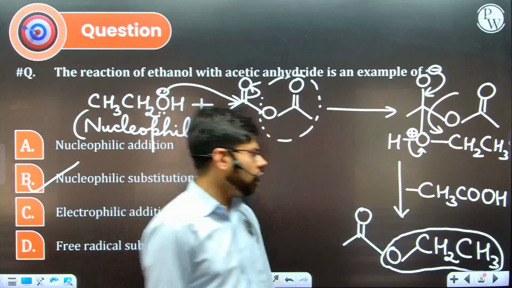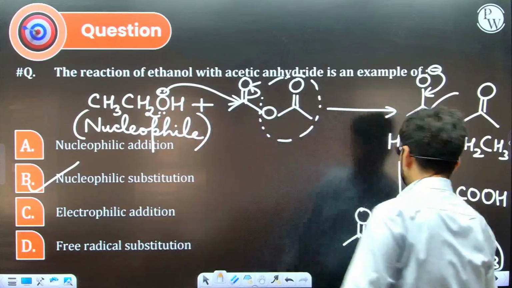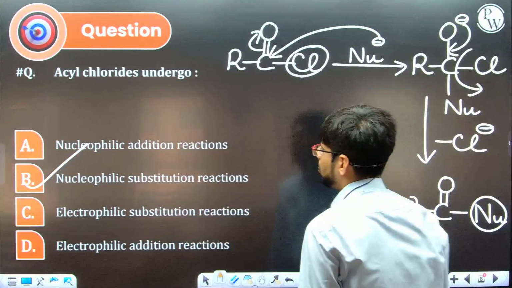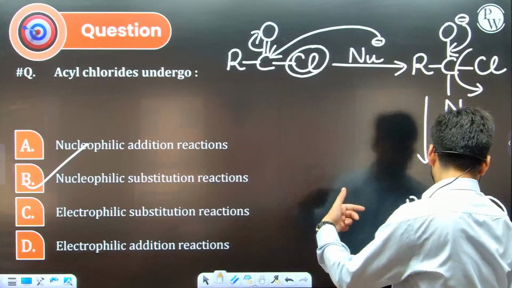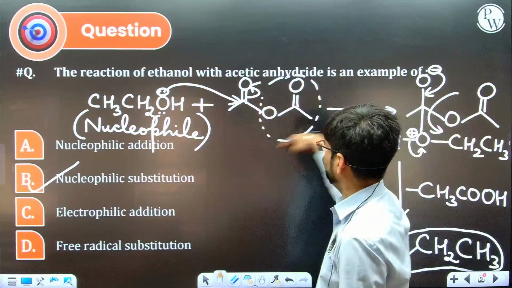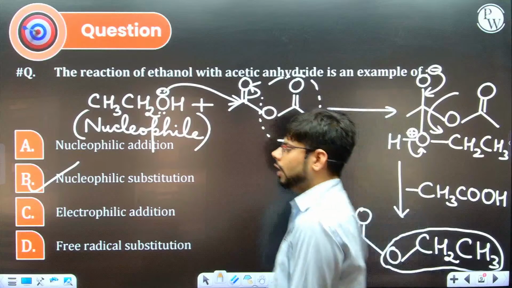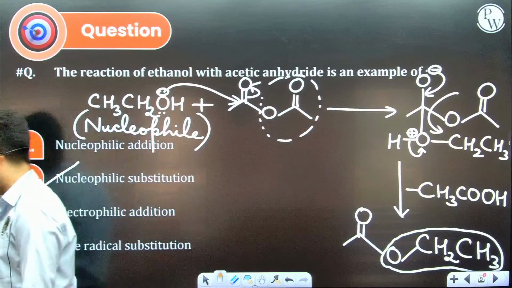I hope it's clear to all of you. So this is similar to this example. That means both acyl chlorides as well as acid anhydrides undergo nucleophilic substitution reactions.